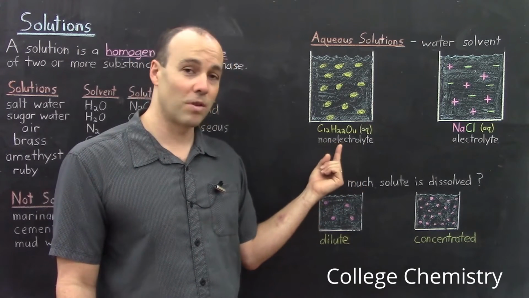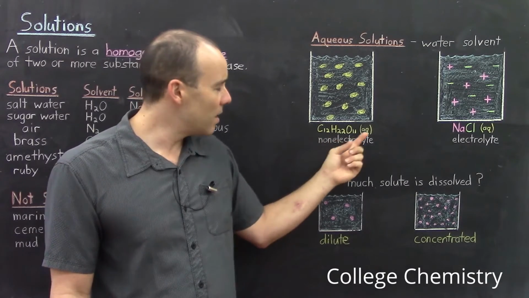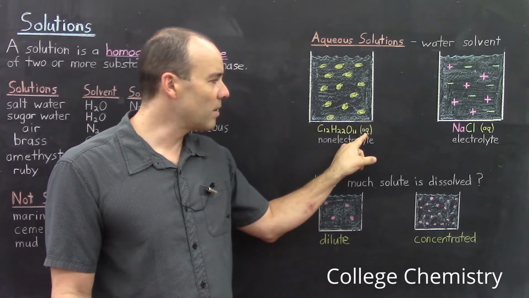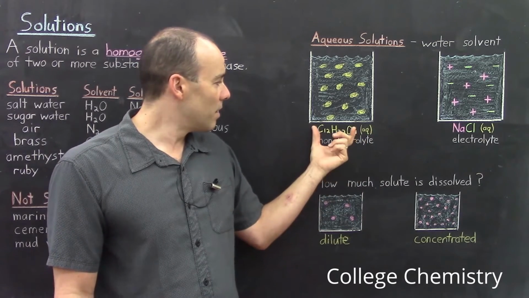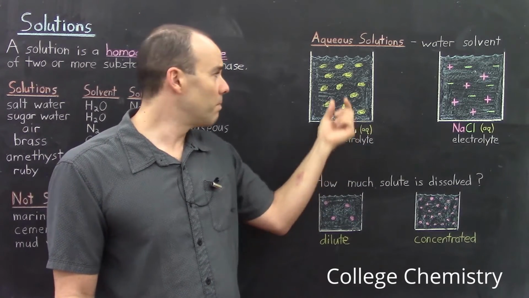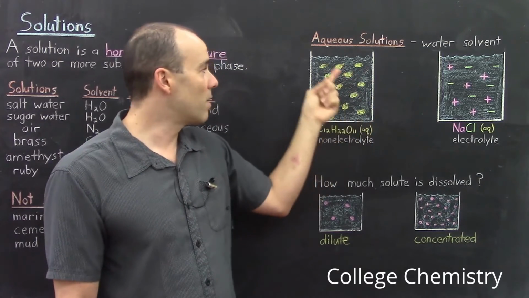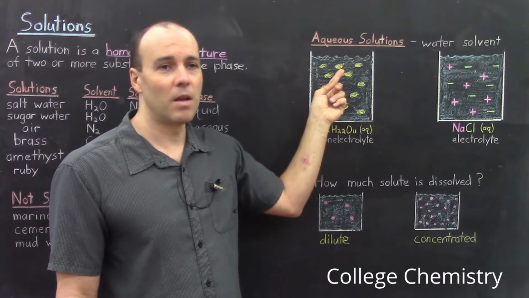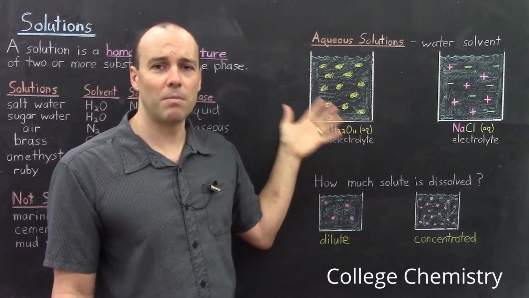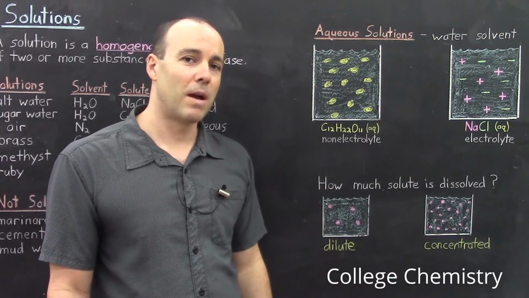This is table sugar. Now when sucrose dissolves in water, and the little AQ in parentheses means it's dissolved in water, the molecules of the sucrose become completely separated from one another. And I've drawn a molecule right here, and you can see that it's separated from that one right there, and they're all separated from each other and mixed together in a pretty even fashion, so a homogeneous solution.